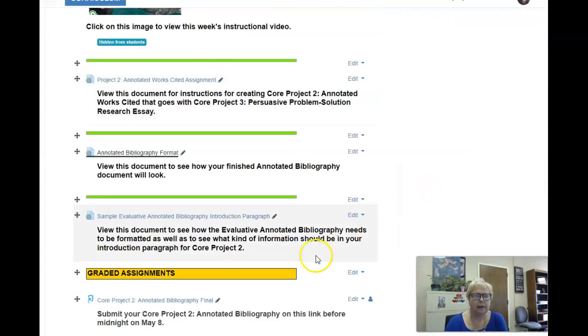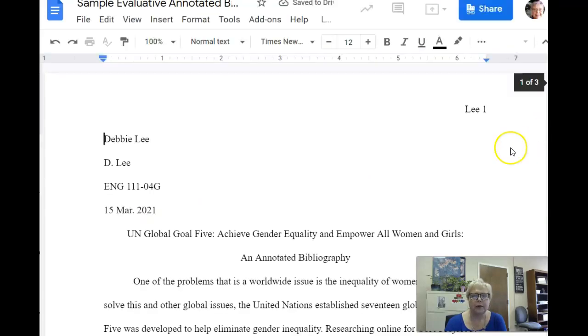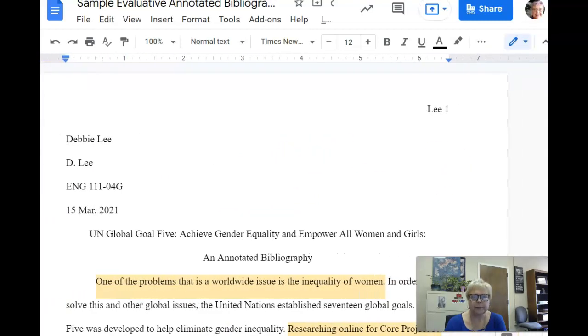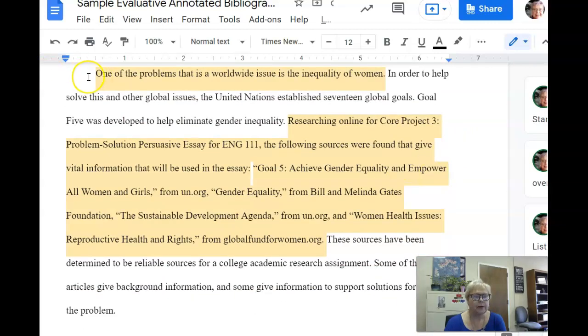But I have something that would help you even more. This document here that says Sample Evaluative Annotated Introduction with your introduction paragraph. So again, here's what it would look like, this sample that I wrote for you. So it's in MLA format. I used 2 lines for this because I put UN Global Goal 5: and then I put what the goal said, and then another colon and annotated bibliography. And then I start on the very next line, indented, my introduction paragraph.